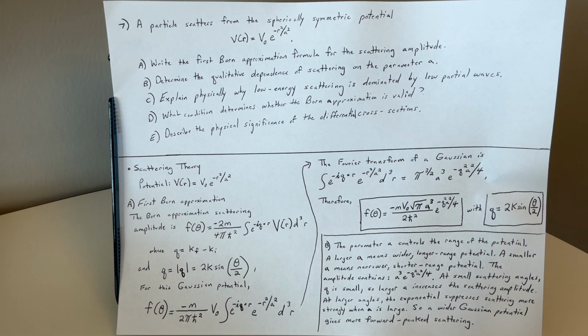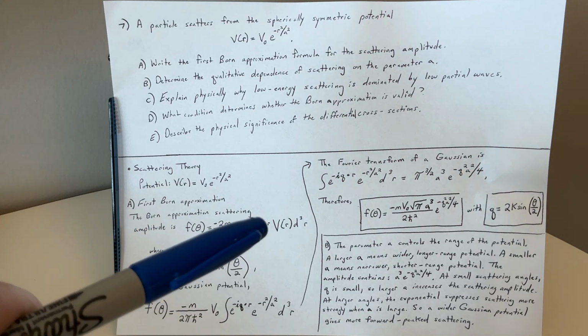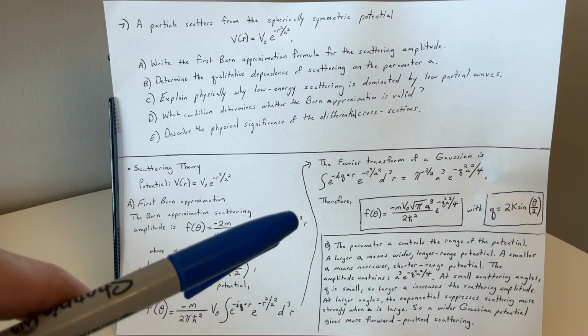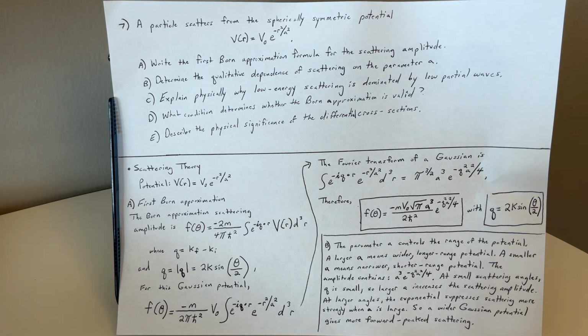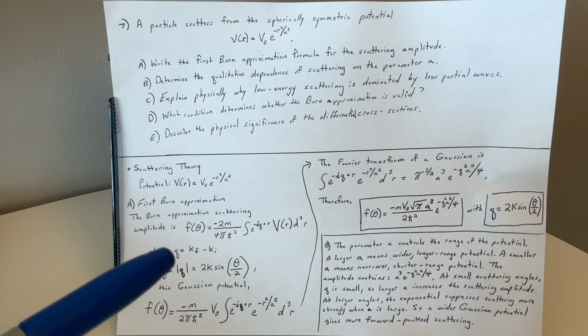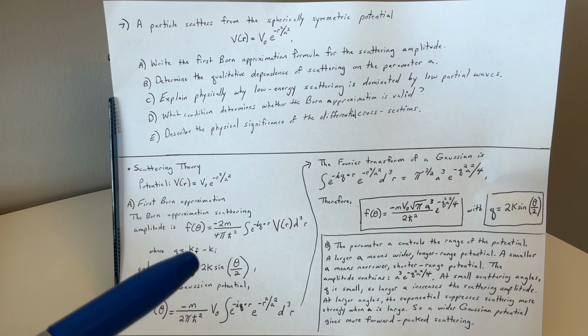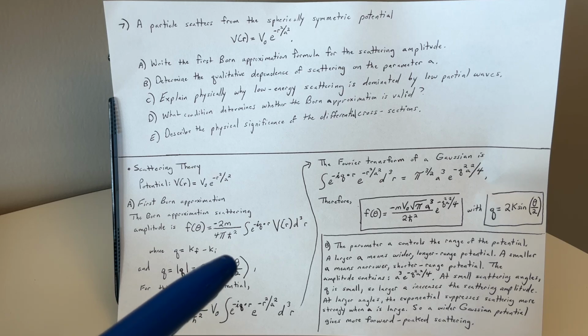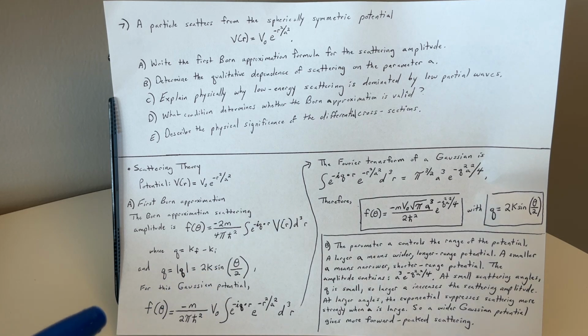Part A, the first Born approximation for the scattering amplitude is going to be f of theta equals negative 2m over 4 pi h bar squared, and then we're integrating e to the negative i q dot r times V of r, d cubed r, where q equals k sub f minus k sub i. And the modulus of q equals 2k sine of the half angle theta over 2.